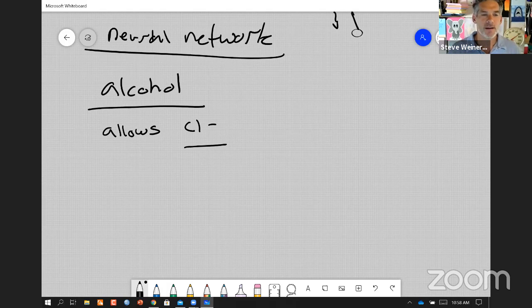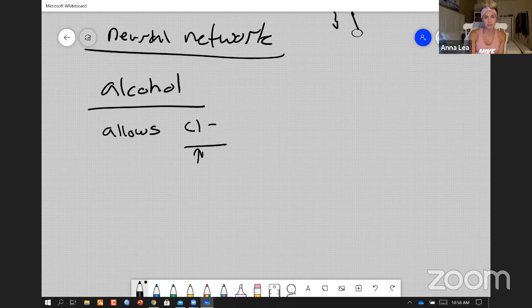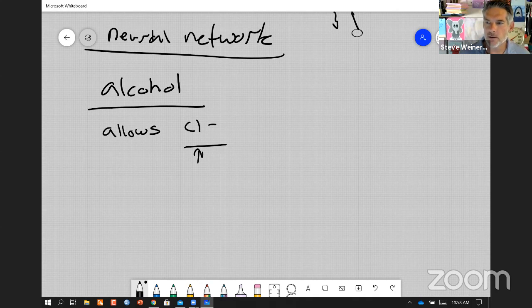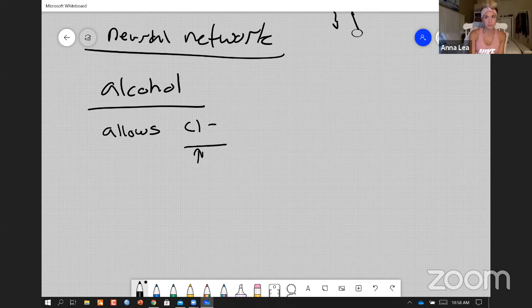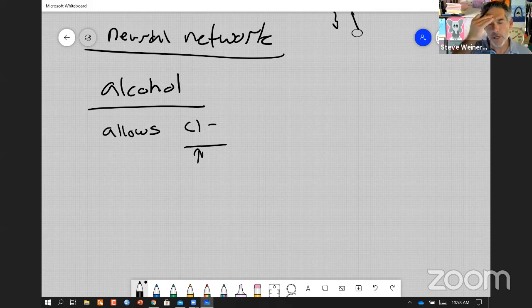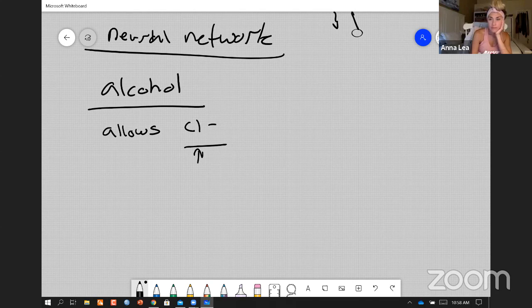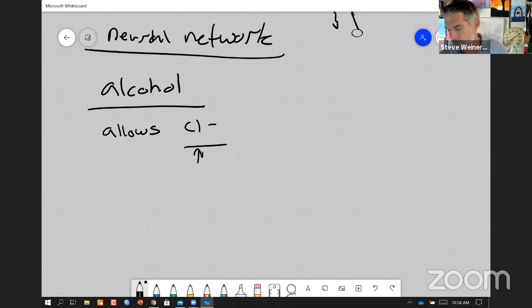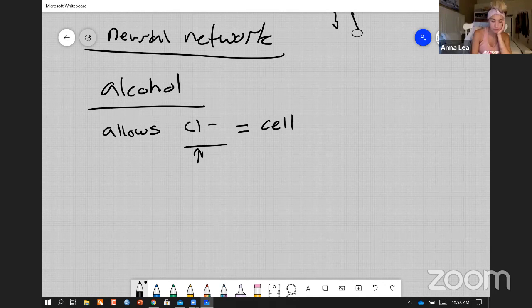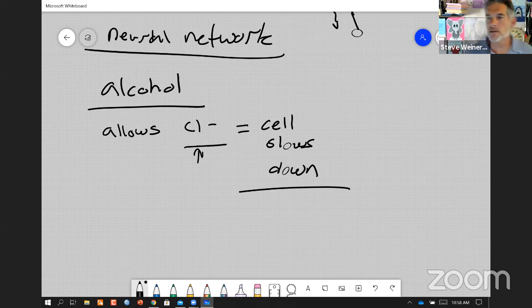Okay, so if I allow chlorine into a cell, it goes across a type of channel, a membrane-spanning protein that's produced by something called a GABA receptor complex, which is a series of amino acids formed by alpha helices. But if I allow chlorine into the cell, the cell slows down.